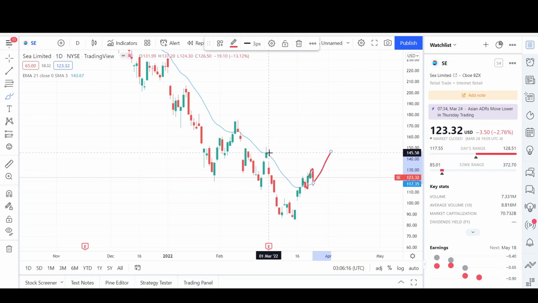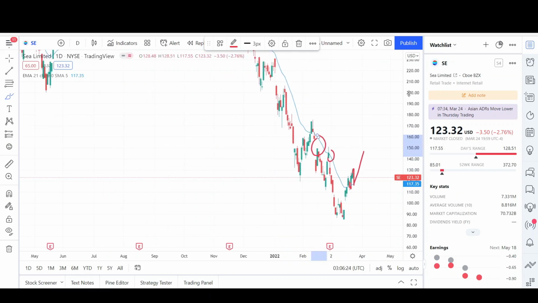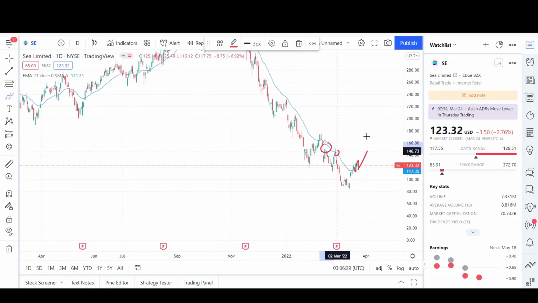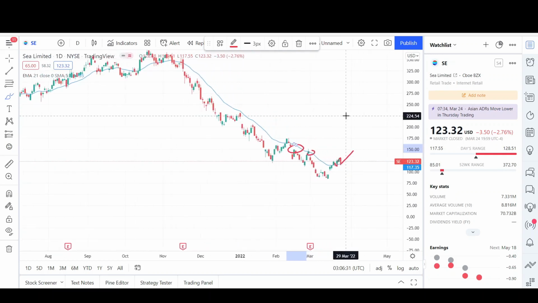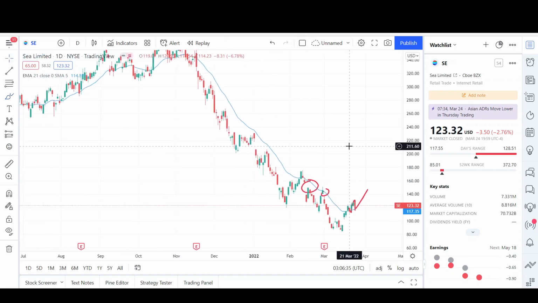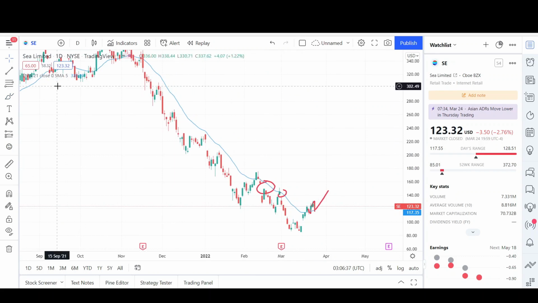Now it looks like we could be headed higher, probably to fill in this gap right here at the 141 level, and there's another gap right here at the 150 160 level. So those are some possible targets for C Limited in the short term. If the price action continues to stay above the EMA, which it looks like it can, I think there's a higher probability for the market to pull back further upwards and then downwards.